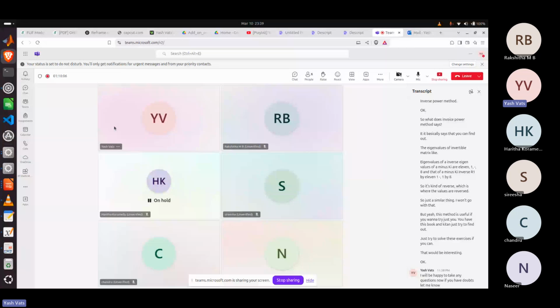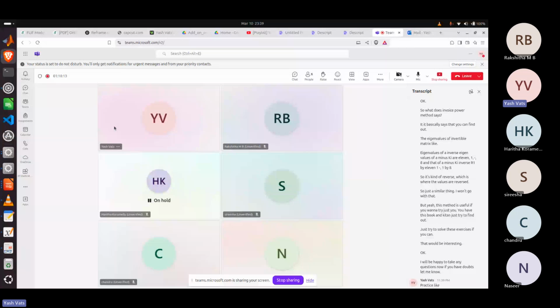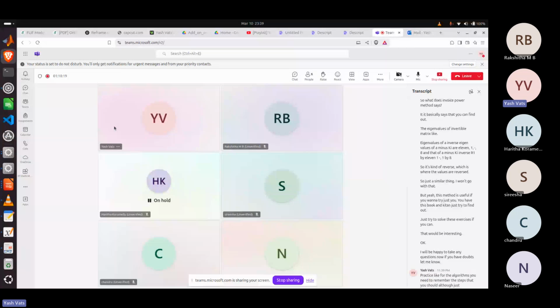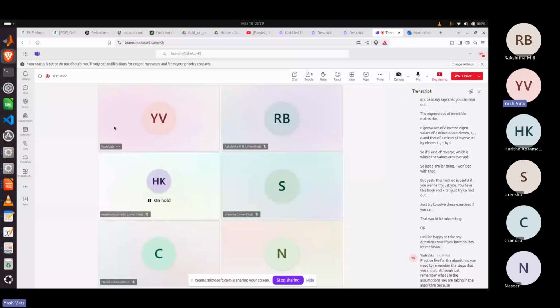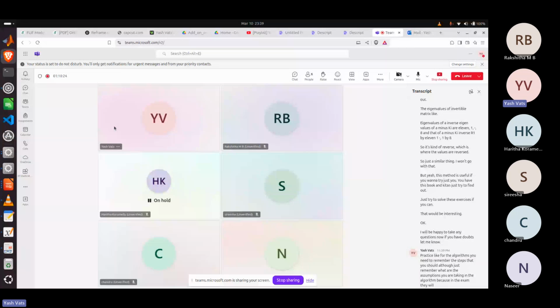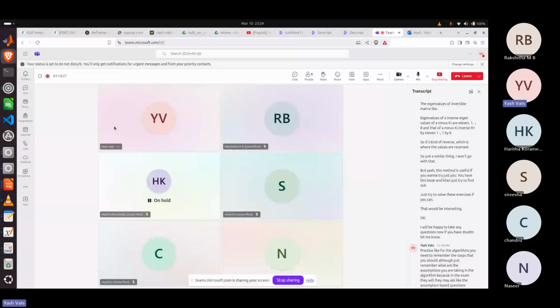Just practice the algorithms; you need to remember the steps. Also remember the assumptions you are taking in the algorithm, because in the exam they may ask assumption-based questions with one-word answers. So just prepare for that.